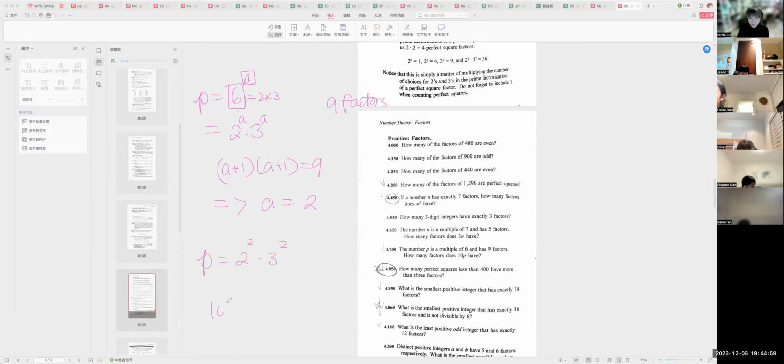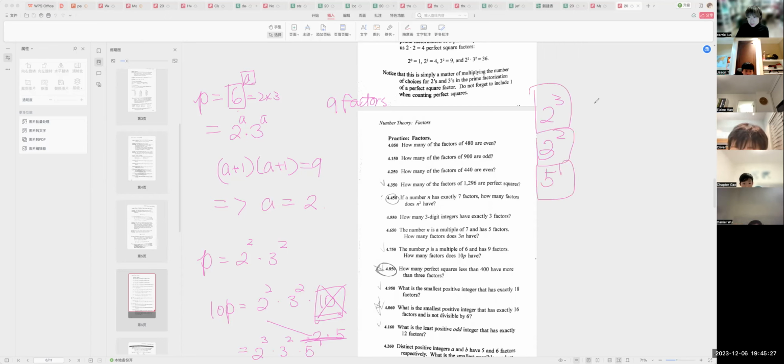And now 10p equals what? 10p equals 2 squared times 3 squared times 10. Again, 10 cannot be used directly because 10 is not a prime number. I change it to 2 times 5. And putting them together equals 2 to the power 3 times 3 to the power 2 times 5 to the power 1. Okay, so we have 2 to the power 3, 3 to the power 2, and 5 to the power 1.